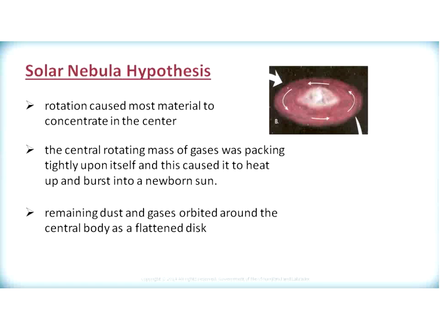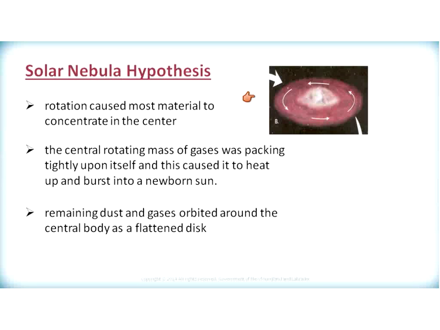Stage 2 of the solar nebula hypothesis focuses on the rotation caused by most material starting to concentrate in the center. The central rotating mass of gases was packing tightly upon itself, and this caused it to heat up and burst into a newborn sun. The remaining dust and gases orbited around the central body as a flattened disk.